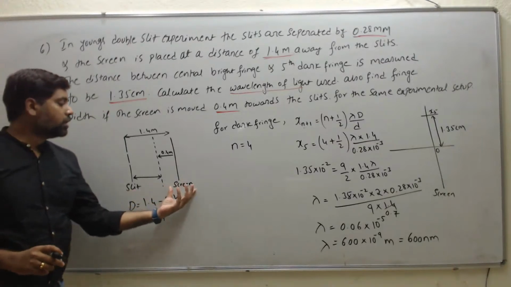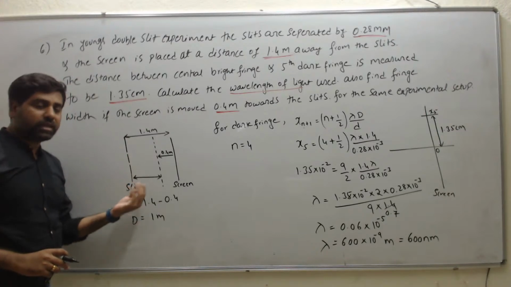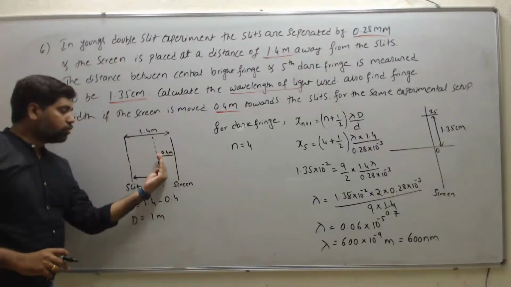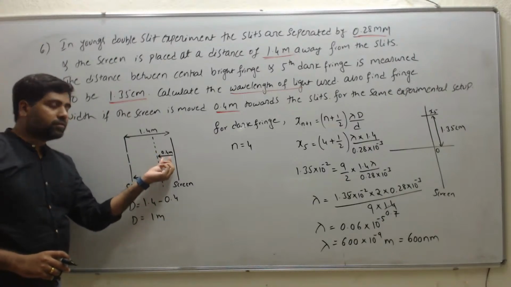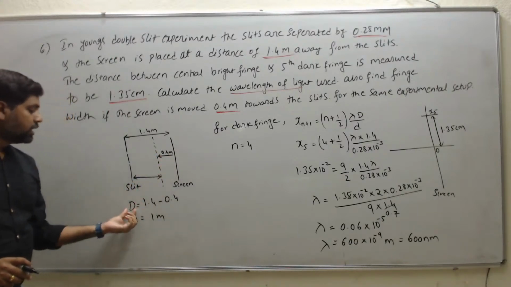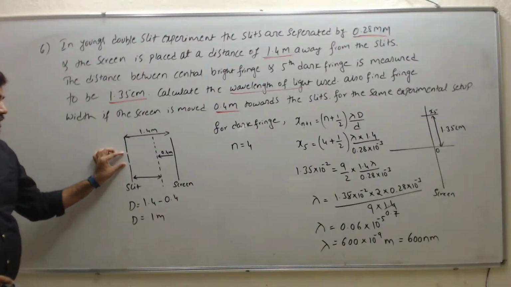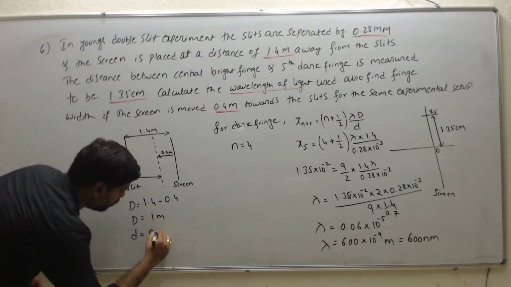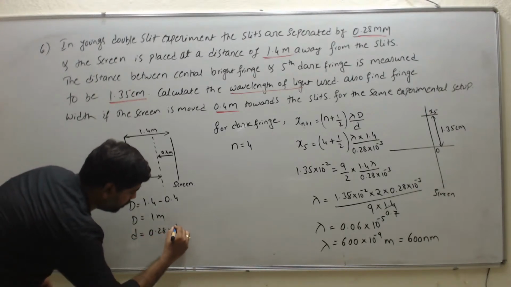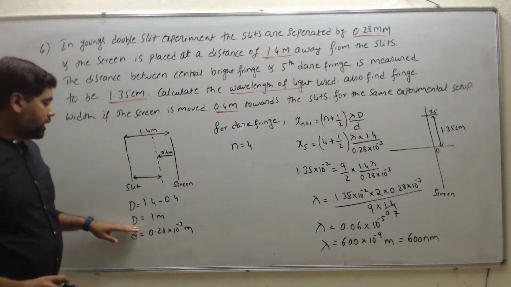So understand this one. They are telling this screen is moved towards the slit. So this one is the slit. The screen is moved towards the slit by the distance 0.4. Then the final distance between the slit and the screen is 1 meter. So here there is no change. That's why d becomes 0.28 into 10 to the power of minus 3 meter, right?